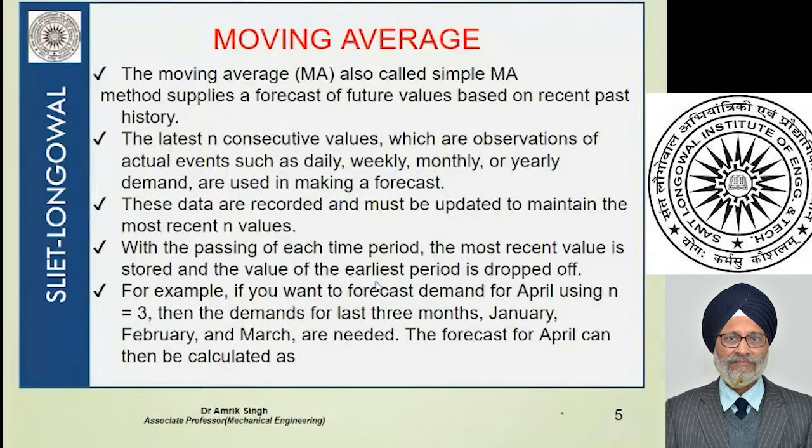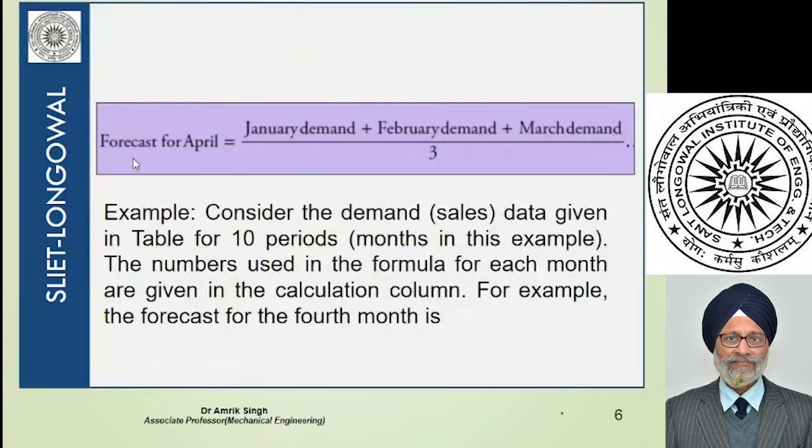But if you see the data from 2 months back, the trend will be more recent. So when each time period passes, the most recent value is stored and the value of the earlier period is dropped off. For example, if you want a forecast demand for the month of April, using N equal to 3, that means we will use the last 3 months of data: January, February, March. The forecast for the month of April will be calculated by taking the January demand, the February demand, and the March demand, adding them, and dividing by 3. Here N is 3 months.